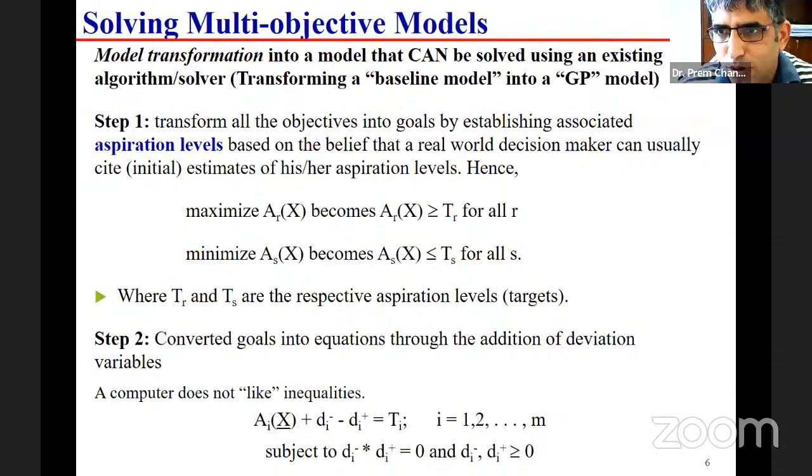And as you know, both are not possible, because either we can achieve over or we can achieve under, but both cannot happen. So it is subject to the constraint that d minus multiplied by d plus equals 0, meaning one of these will be 0, and the other will be a non-negative value, meaning it will be more than 0.